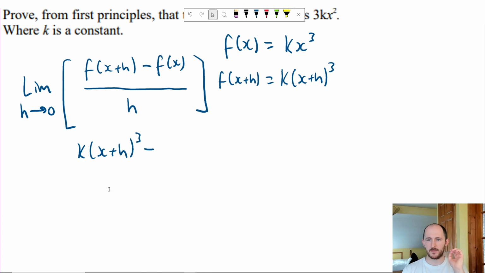minus, in fact that should be, so again, technically speaking, the x cubed is the only thing being cubed. The k is not being cubed in this case, just so you can see that a bit more clearly. Minus kx cubed over h. So again, make sure you know what's being cubed. It's the x, it's not the k. That's why it's only the x plus h being cubed here.